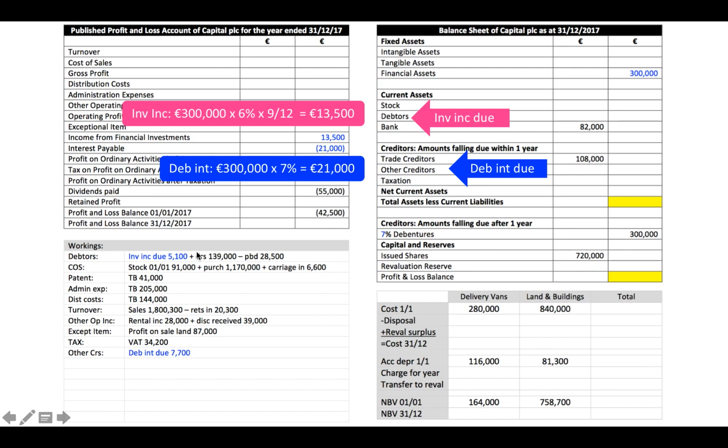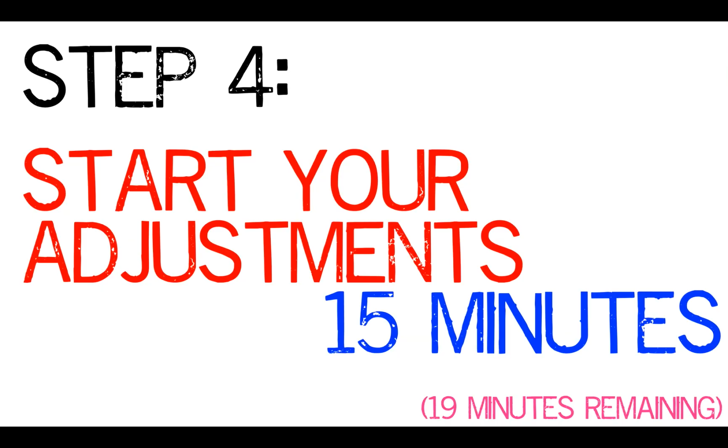And where will these items go? So anybody that owes us any money goes into debtors in the current assets, and anybody that we owe money to goes under other creditors in creditors amounts falling due within 1 year. So that's the third thing that I would suggest that you do.